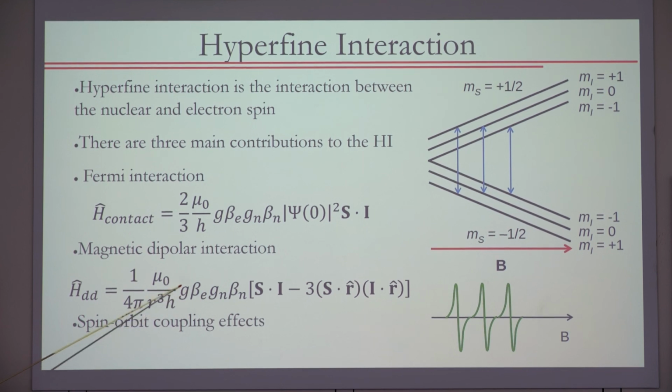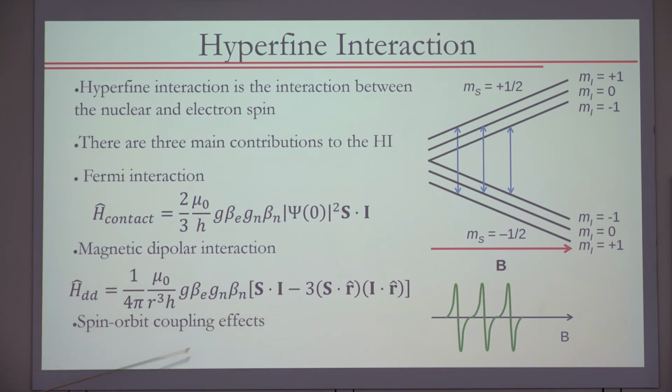This is the electron G value. This beta is what I called mu before. I forgot to change it. It's the Bohr magneton of the electron. But then you have the same, the nuclear magneton and the nuclear G values. The nuclear G values are tabulated for different nuclei. And this is the electron spin and the nuclear spin operator. So this looks complicated, but it gives you a matrix basically.